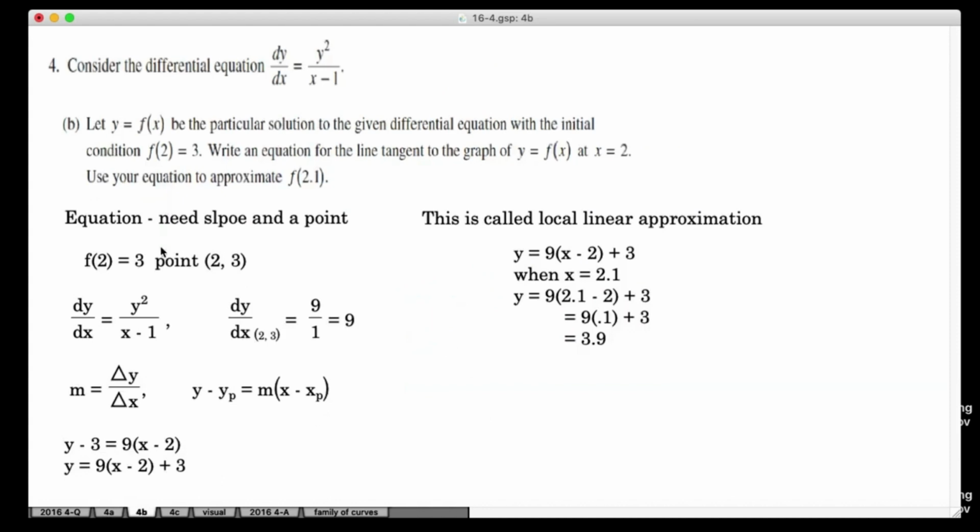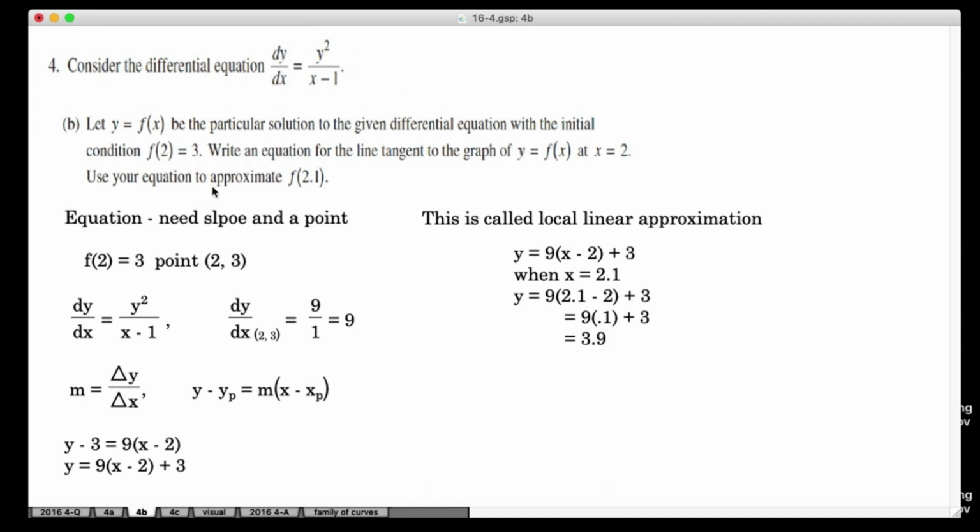This next part of the question says, let y be a function of x, a particular solution to the given differential equation with an initial condition. Okay? When it gives us an initial condition, we can find the particular solution. If we were to integrate, we would get a general solution. We'd get plus c. We want the particular solution that goes through the point (2, 3).